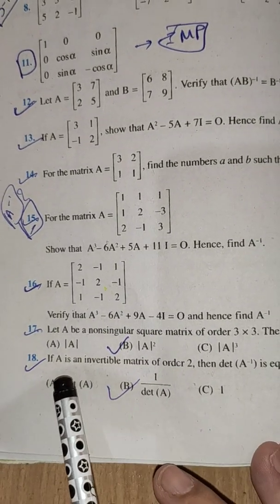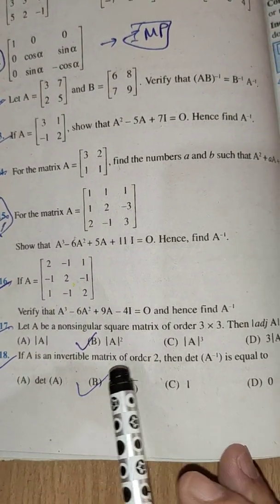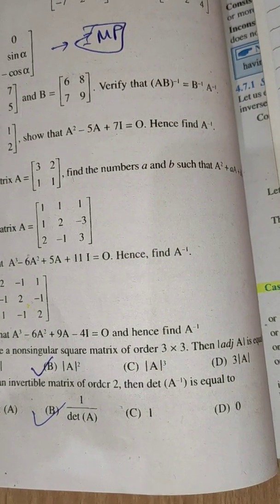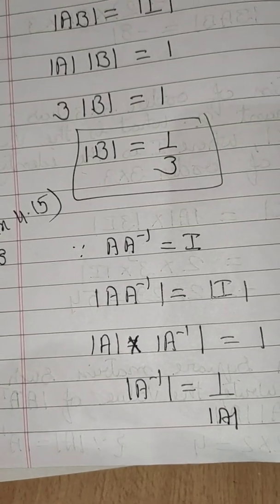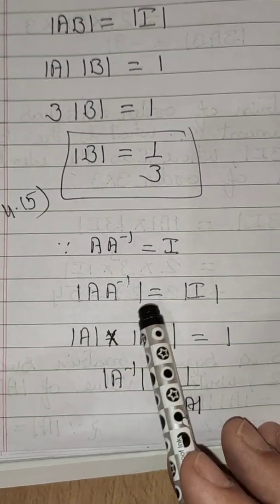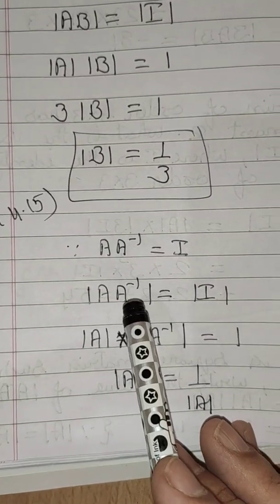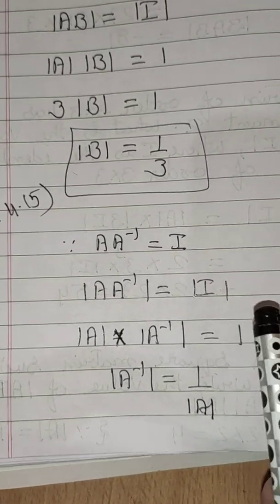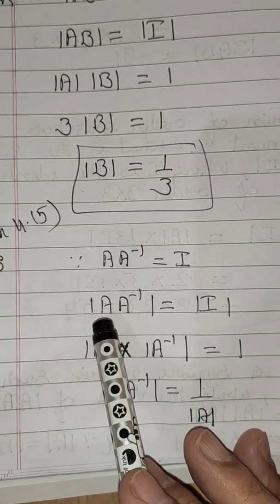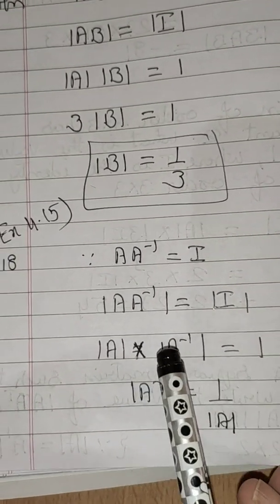B. Question 18: if A is an invertible matrix of order 2, then determinant A inverse is equal to? Solution, how will we get it? We know A into A inverse is equal to I. Taking determinant on both sides, determinant of A into A inverse is equal to determinant of I. Determinant of I, we saw the formula above, is 1. And determinant of A into B is equal to determinant of A into determinant of B.